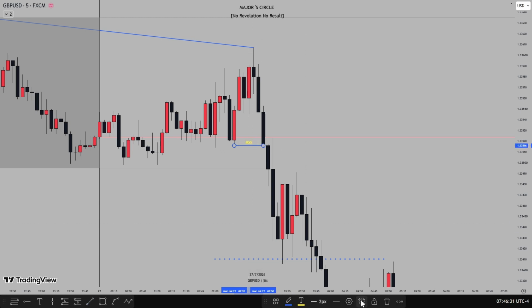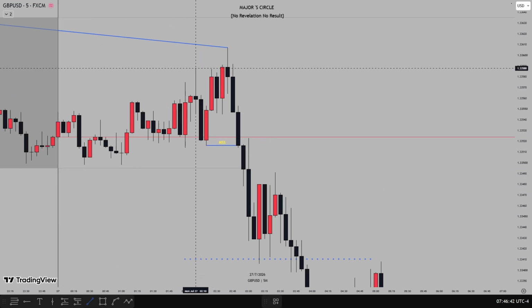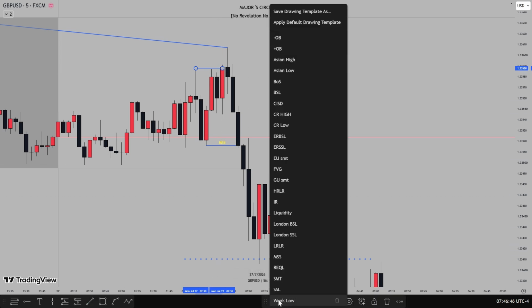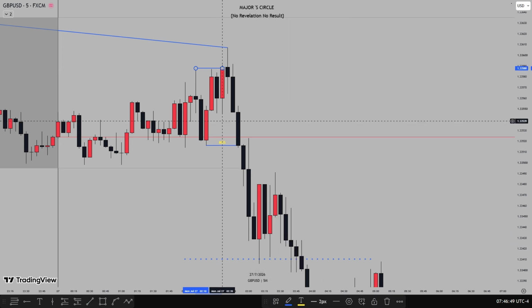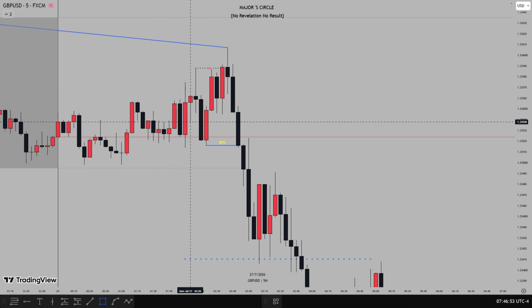So that zone is treated as a market structure shift. There was that massive movement, then the candles closed below. And remember that we also have this internal structure here. That buy side liquidity was taken out. Then after that, price displaced to the downside, leaving us with a bearish breaker block.